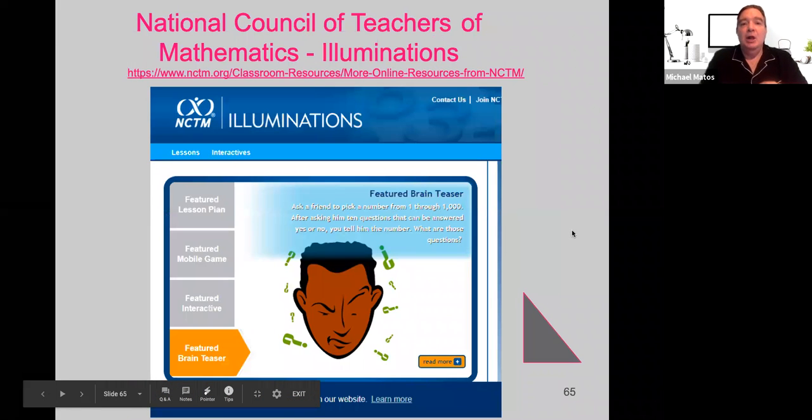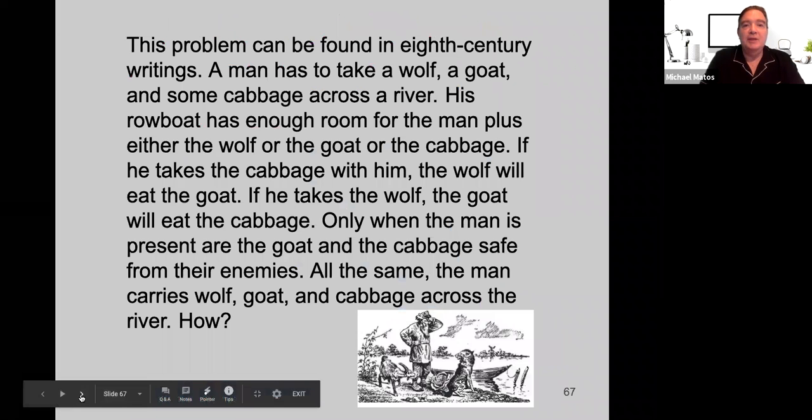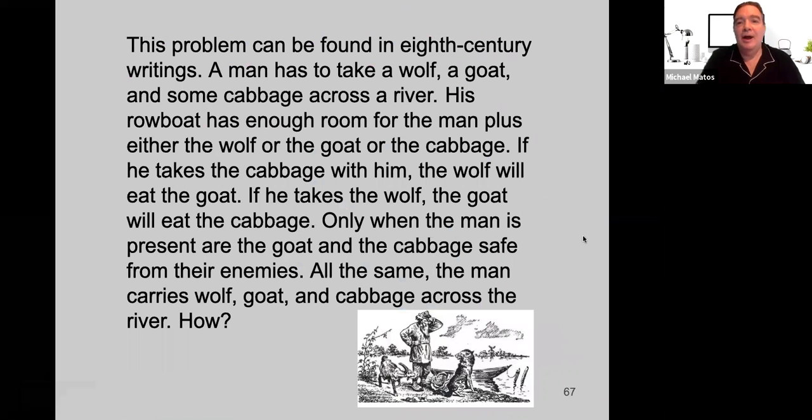So looking at Illuminations, I want to go into one more activity here, which hopefully we could do in a few minutes, and then I can finish off my presentation. Very simple. I start off with something that's kind of fun. So a man has to take a wolf, a goat, and some cabbage across a river. His rowboat has enough room for the man plus the wolf, or the goat, or the cabbage.